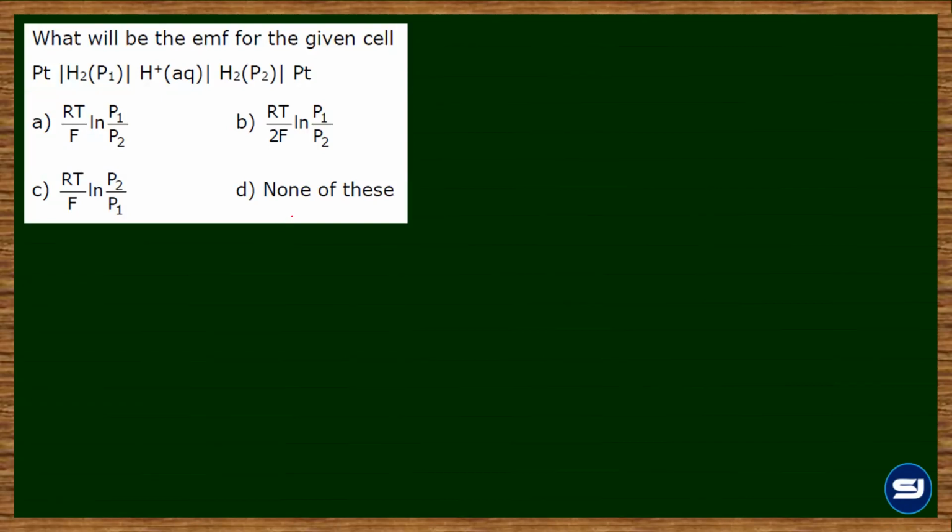What will be EMF for the given cell? From electrochemistry, we have to apply Nernst equation. Before applying Nernst equation, you should always write the reaction. H2 will give you 2H plus and 2H plus would give you H2 gas. This is the H2 with the pressure P1 and this is the H2 formed with the pressure P2. Now, this is basically an electrochemical cell with the same type of electrodes. So the E naught of the cell is going to be equal to 0.